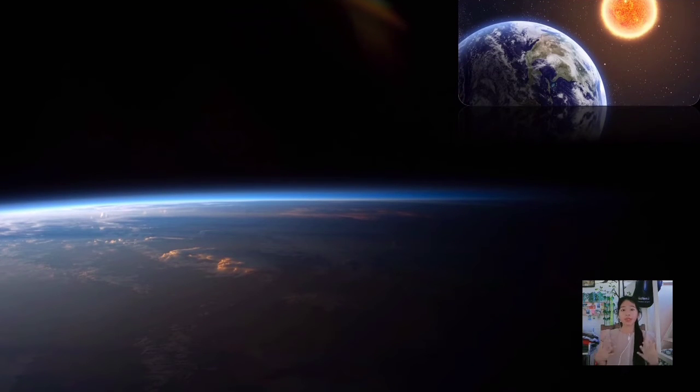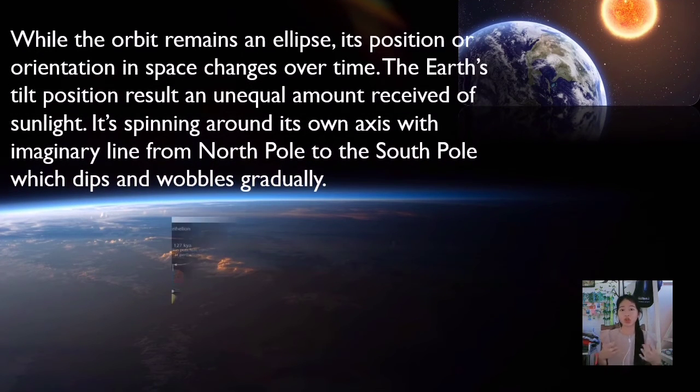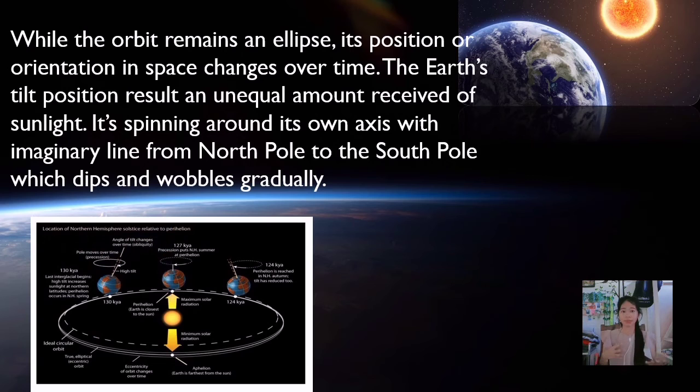So while the orbit remains an ellipse, its position or orientation in space changes over time. So the Earth's tilt position results in an unequal amount of sunlight received. It's spinning around its own axis, an imaginary line from North Pole to South Pole, which dips and wobbles gradually. When we say orbit, it is the curved path of a celestial object or spacecraft around a star, planet, or moon, especially a periodic elliptical revolution.